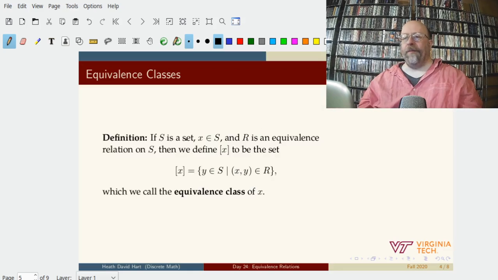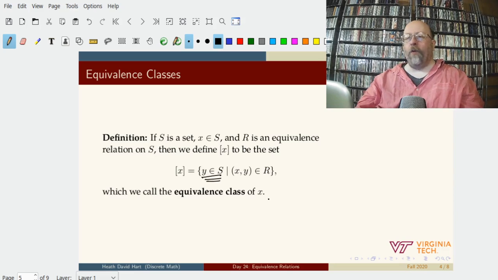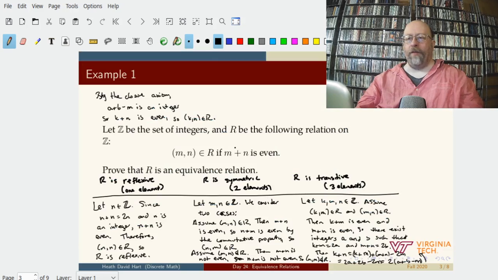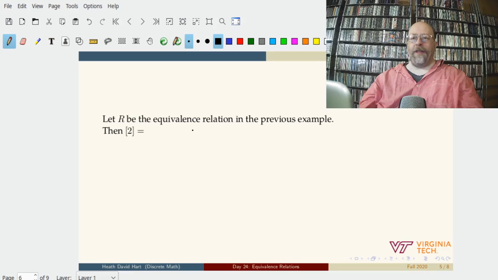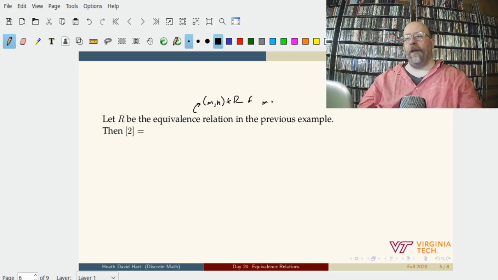Equivalence classes. If we have a set and an equivalence relation on the set, we put square brackets around the element to indicate what we call the equivalence class. It's the set of everything in the set that is equivalent to x under that equivalence relation. So let's go back to the example where m plus n is even. Let R be the equivalence relation in the previous example, so (m, n) is in R if m plus n is even. And let's talk about what the equivalence class of 2 is.